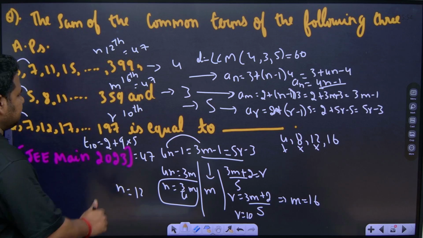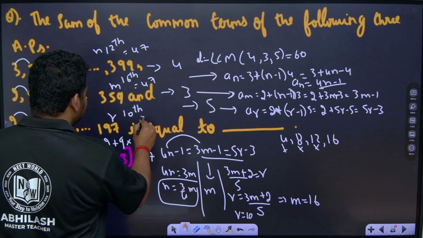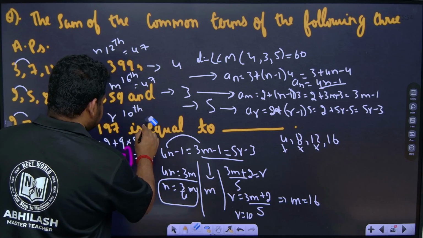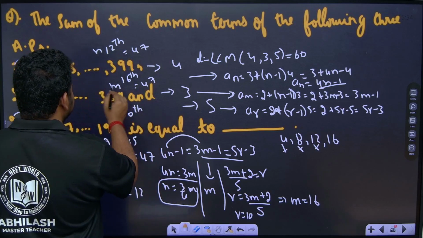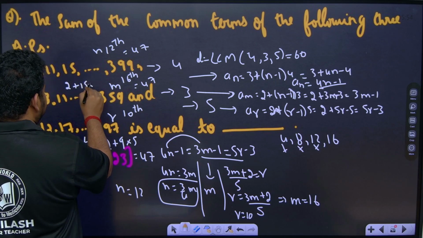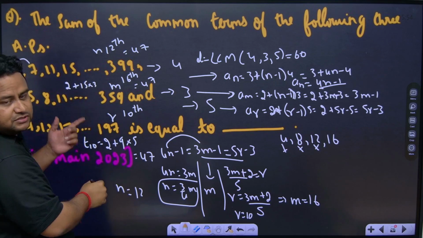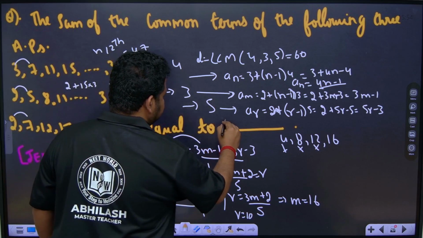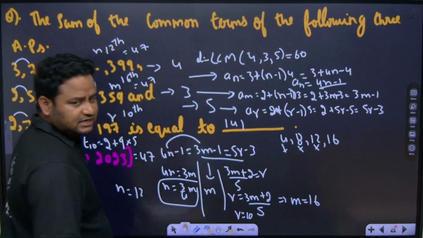Suppose I want the 10th term here, how to find it? This will be 2 plus what? This one is the 16th term. This is 2 plus 15 into 3, 45, 47. Here also we will get 47. So 3 into 47, that is what? That is 141. This is the answer.